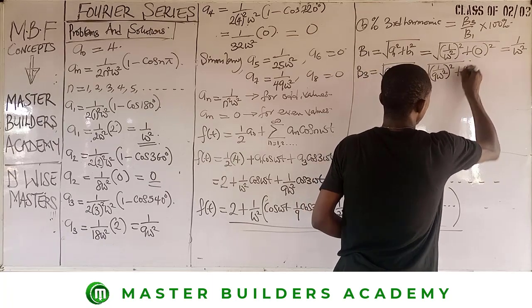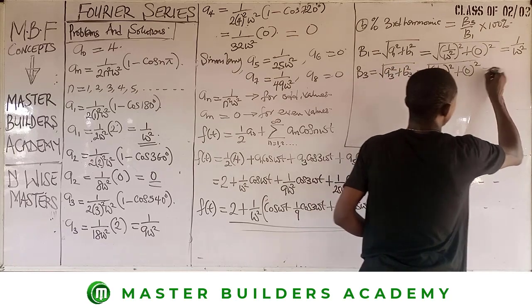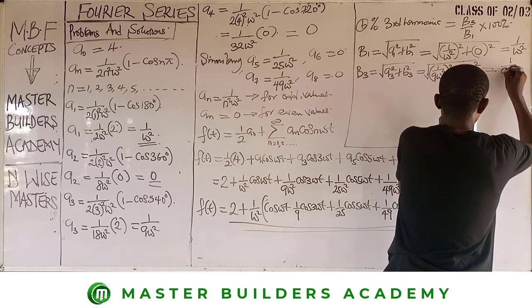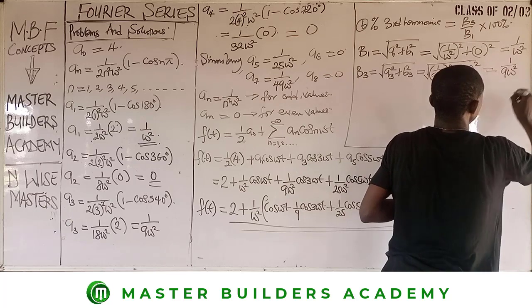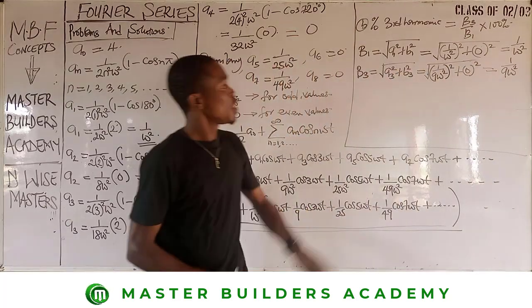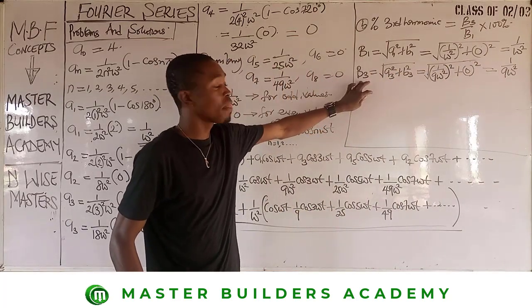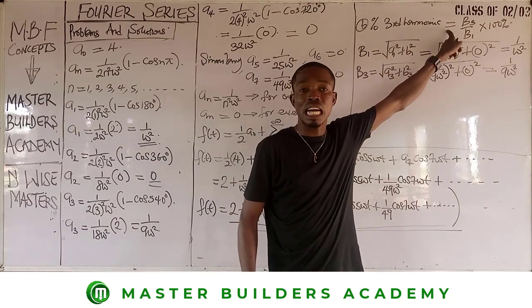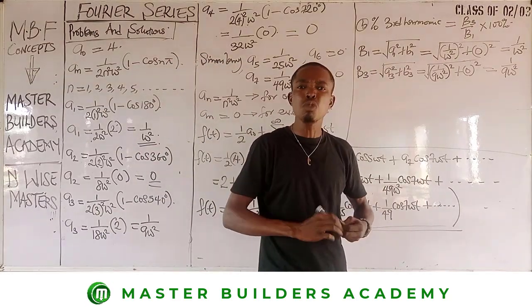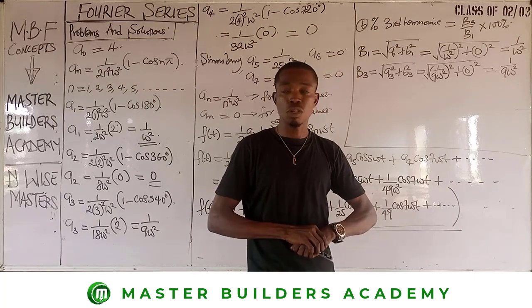Then plus 0 squared. And the answer to this is 1 over 9 W squared. That's all. So we have obtained B1, we have obtained B3. All we need to do now is to put in our values into this equation, and we will be able to obtain our result maximum.